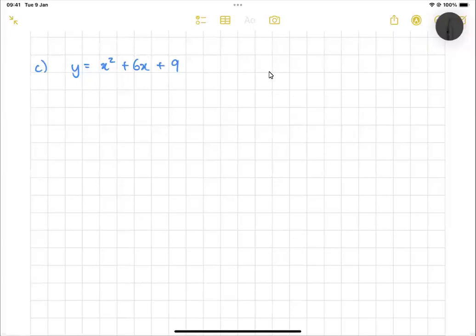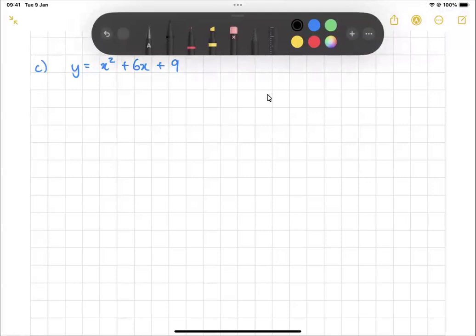Hey everyone, so this will be part 3 of the general formula of the parabola. So we're going to go through 2 other examples. So this is the third example here: y equals x squared plus 6x plus 9. We're just doing the same thing that we did in part 2, which is finding the x and the y-intercept. So we're just going to get straight into it.